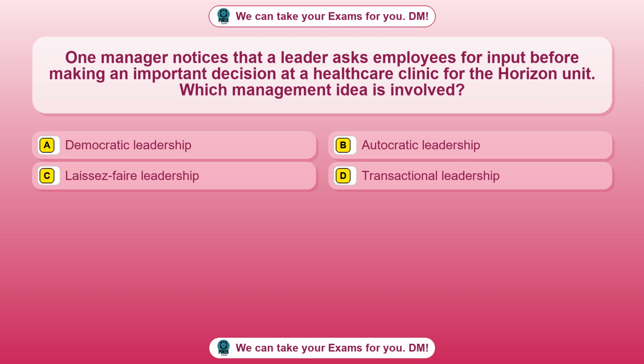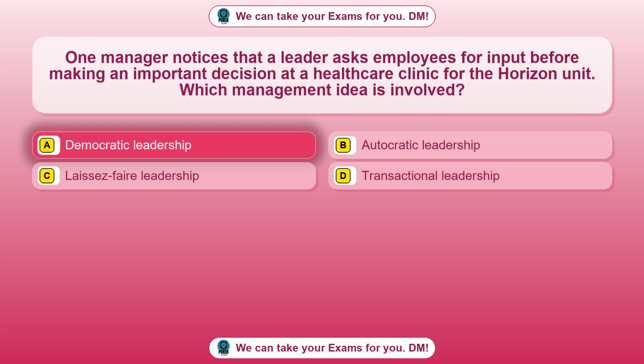Question 67. One manager notices that a leader asks employees for input before making an important decision at a healthcare clinic for the Horizon unit. Which management idea is involved? Option A, democratic leadership. Option B, autocratic leadership. Option C, laissez-faire leadership. Option D, transactional leadership. The correct answer is option A, democratic leadership.